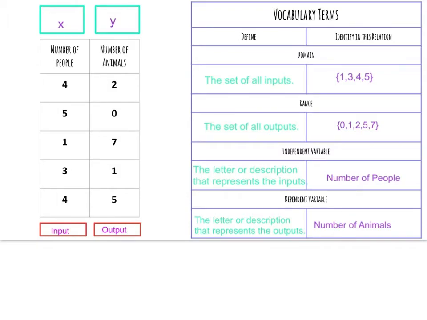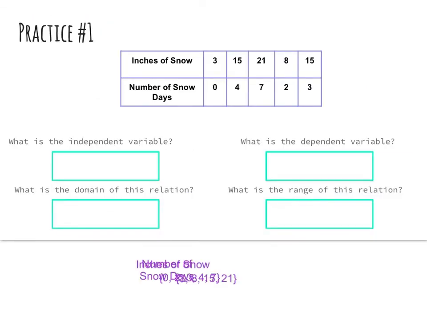So let's practice a little. Here we have to fill in our boxes. It's asking us for the independent variable, dependent variable, domain, and range. So I know the independent variable is talking about words, and it's talking about words to describe the x value, or the inputs. So in this case, that's going to be the inches of snow, as that is the thing that is listed first. Then it's asking for our dependent variable, and our dependent variable is the thing that's going to be listed second. We're talking about our y, and in this case, that's the number of snow days.